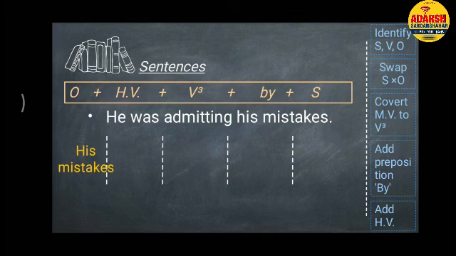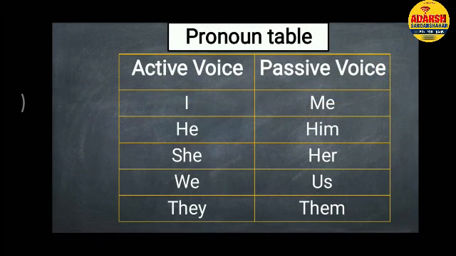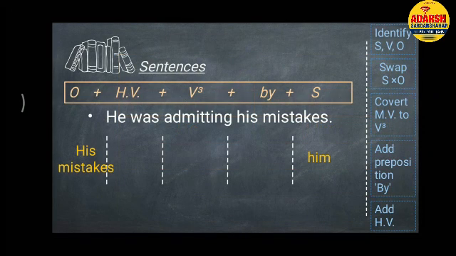Before doing this, we should notice that our subject is a pronoun, and I told you that if our subject is a pronoun, then the conversion will be like I as me, he as him, she as her, we as us, they as them. So here our subject is he, so we change he to him. So here we put him, which is our subject, in the place of our object, right?